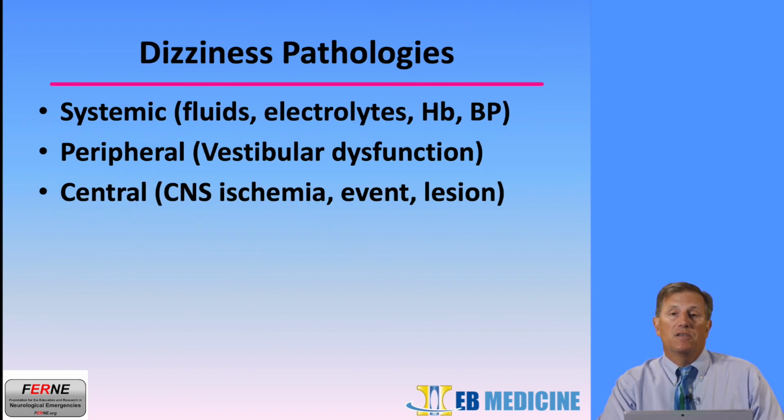What are our pathologies for dizziness? Systemic causes such as fluid loss, electrolyte imbalance, low hemoglobin, or blood pressure changes can cause dizziness. Peripheral causes, specifically vestibular dysfunction, can also cause dizziness. And then there can be central causes of dizziness, including CNS ischemia, particularly posterior ischemia, and it can be related to CNS events like TIAs or CNS lesions, and we will address all of these during this presentation.